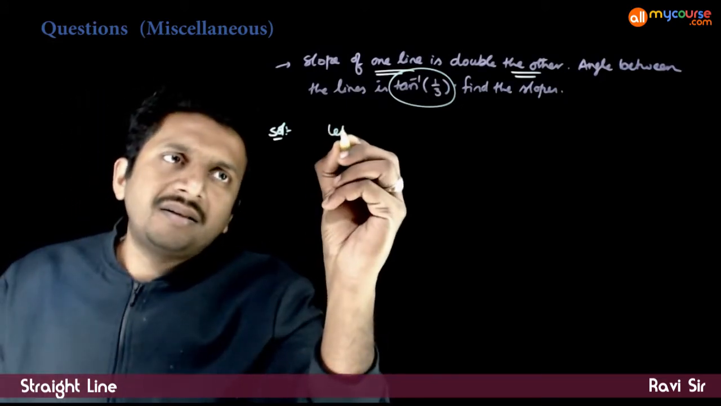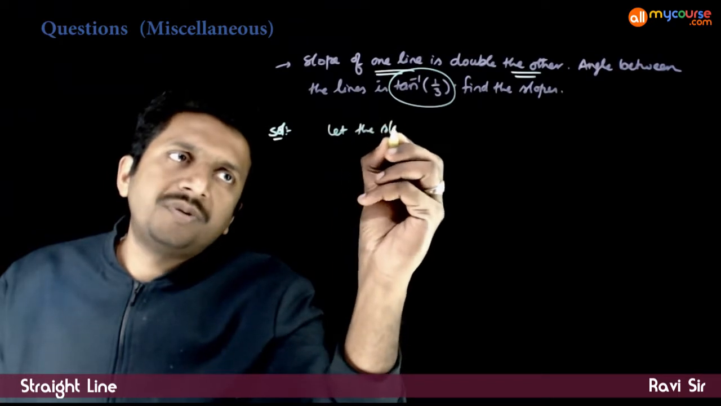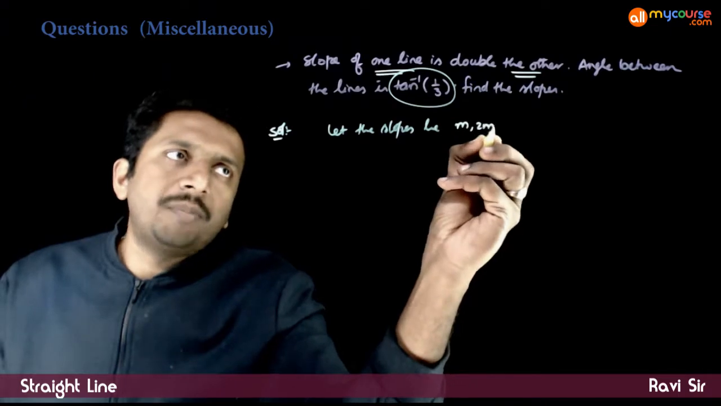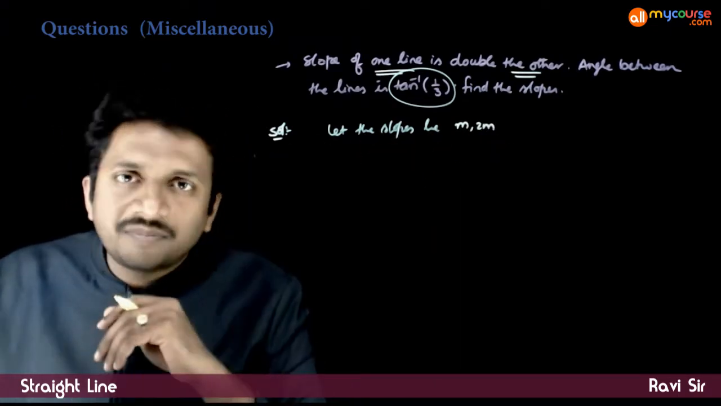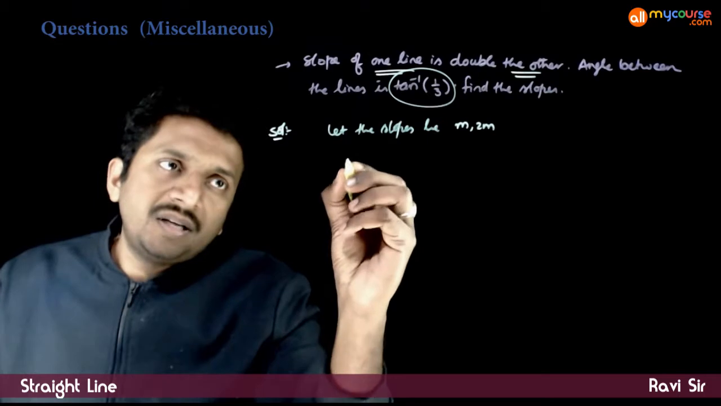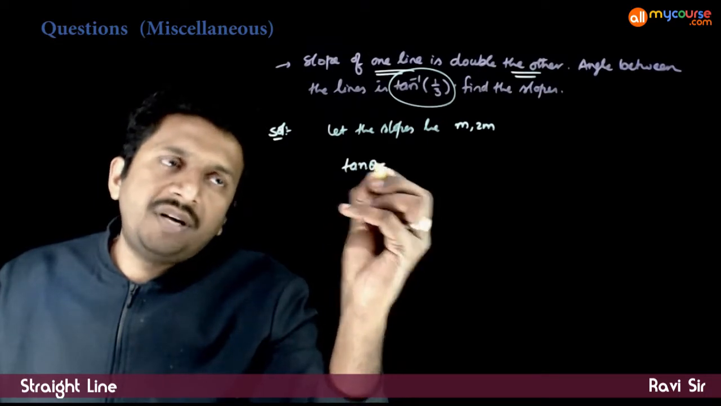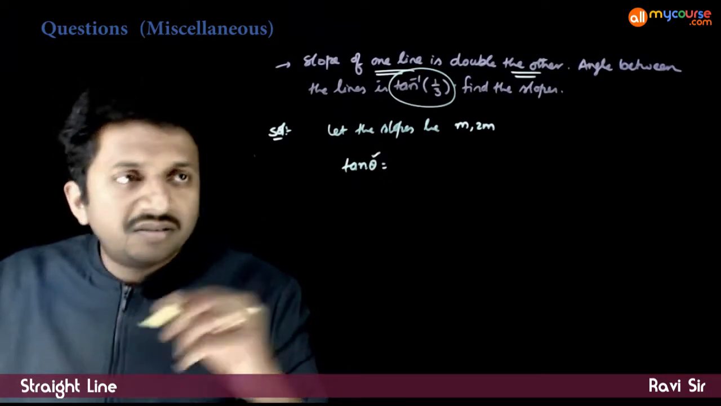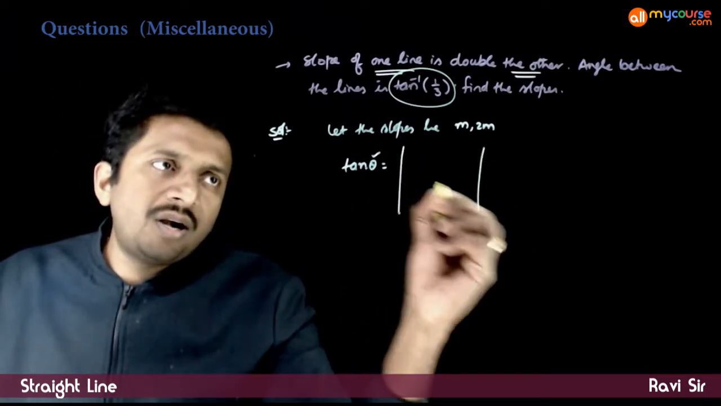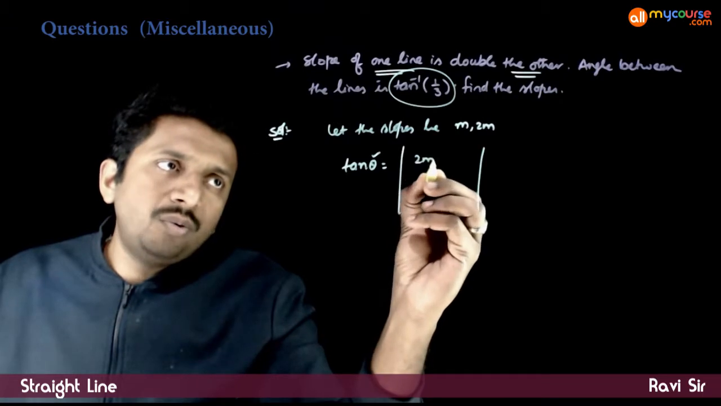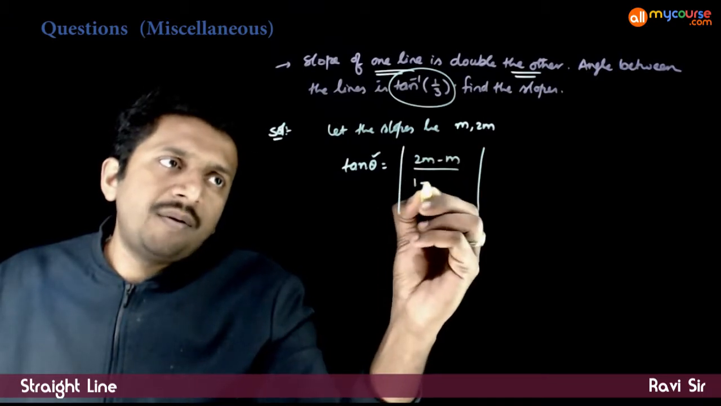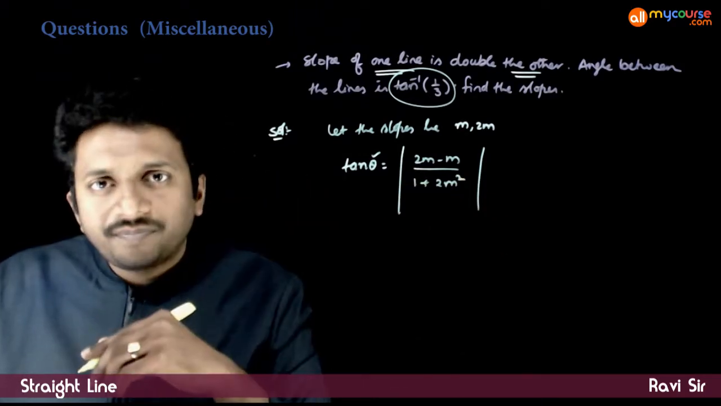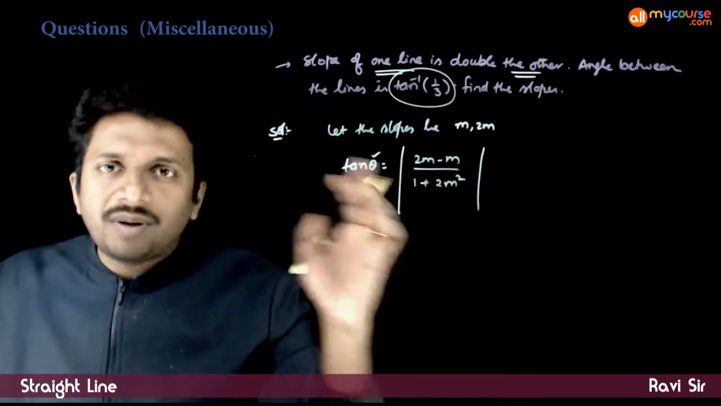So let the slopes be m, 2m, because one slope is double the other. Now the tan of the angle between these two lines, let theta be the acute angle between the lines. So tan theta is equal to modulus of (m2 minus m1) by (1 plus m1 into m2), which is 2m square. So (m2 minus m1) by (1 plus m1 m2).